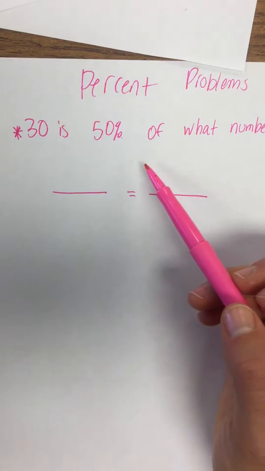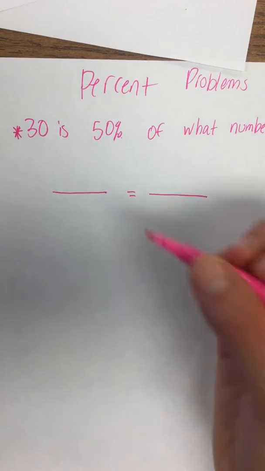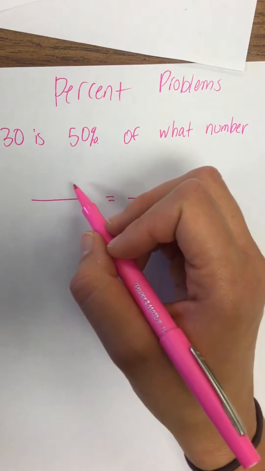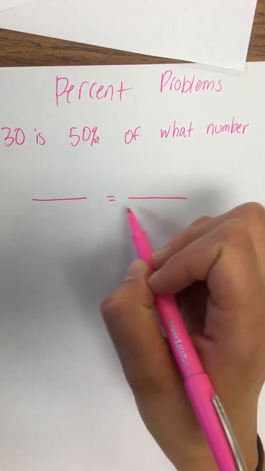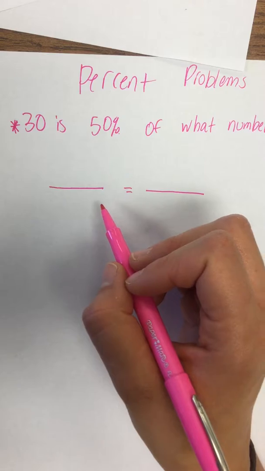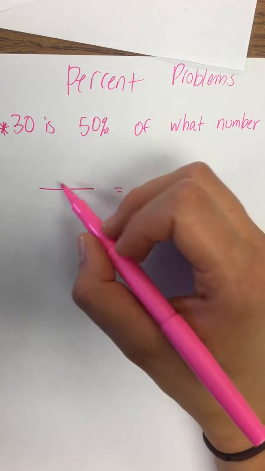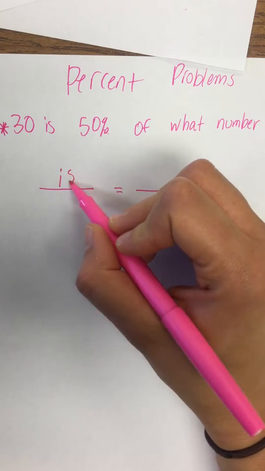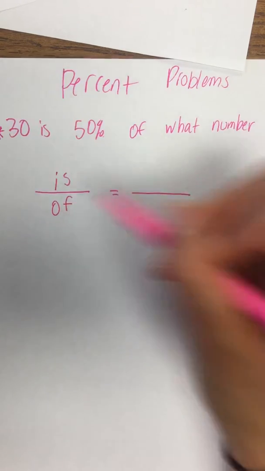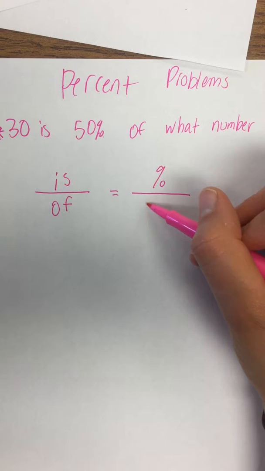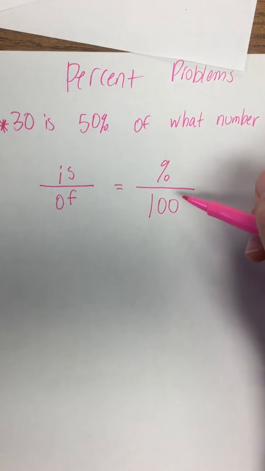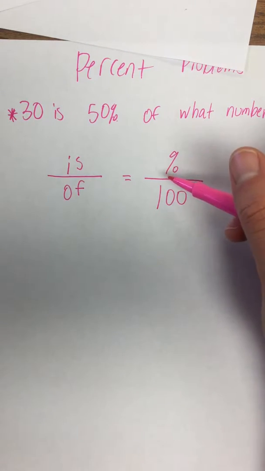There are two main strategies I like to use, and I teach them both in class. The first one we have the students take notes on is setting up a proportion where there's two equal ratios. This should be familiar to them since we did it in the last unit. The proportion always is set up like this: is over of equals percent over 100. So that way, all we have to figure out are the missing pieces.